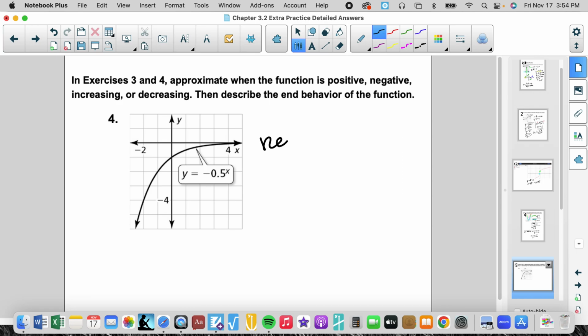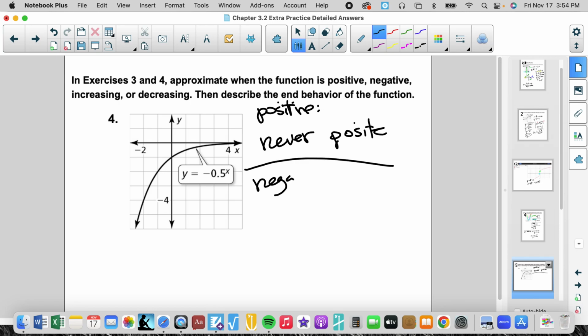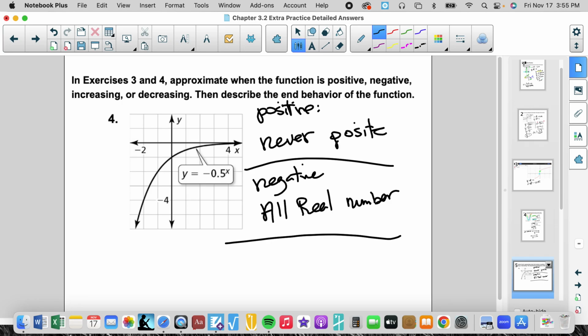It's never positive. Never positive. And when is it negative? So positive, never. I don't know if that's no solution, but positive: never. When is it negative? It's going to be all real numbers, because it doesn't matter what x is, every x value is going to give you a negative result.